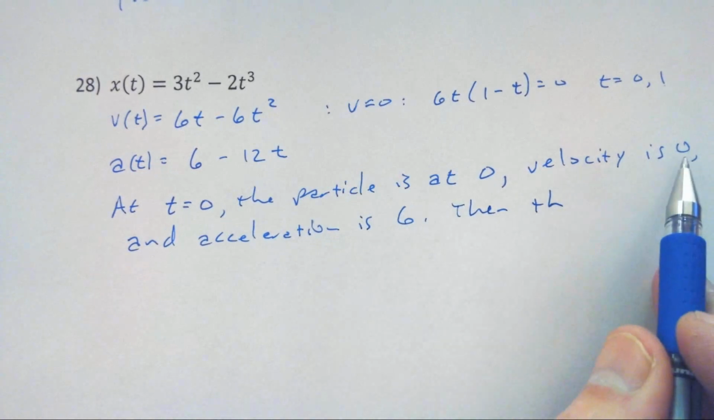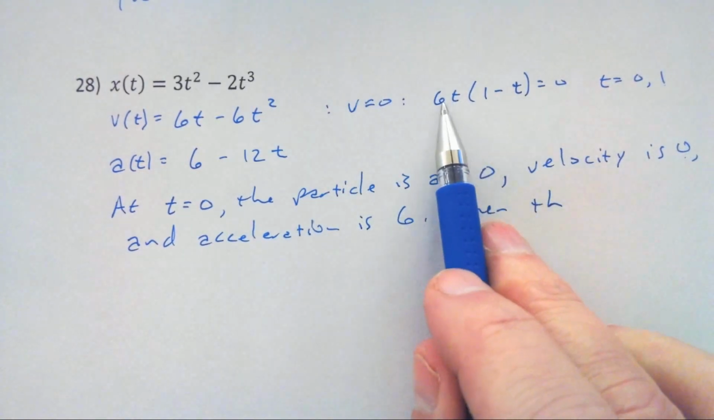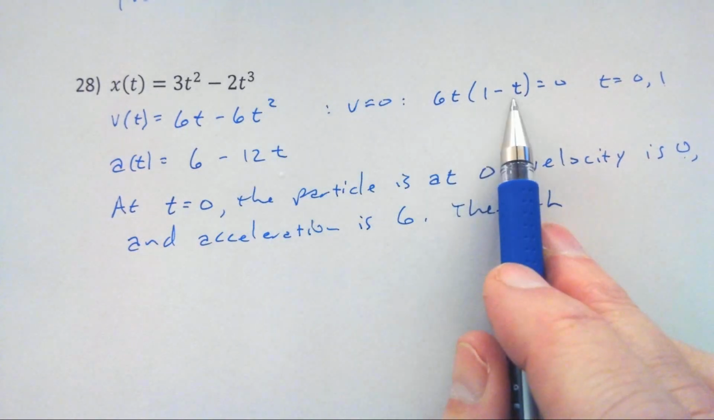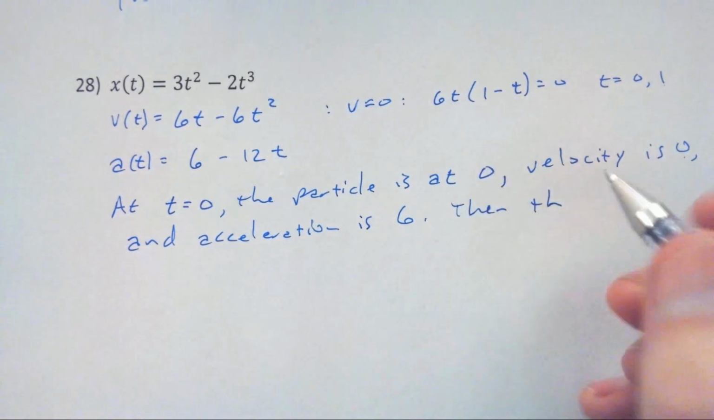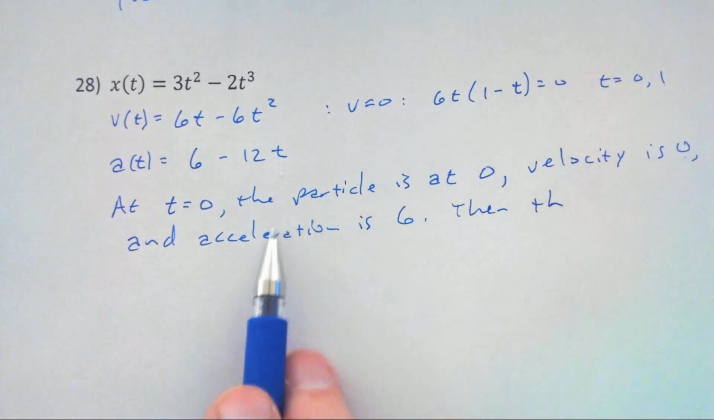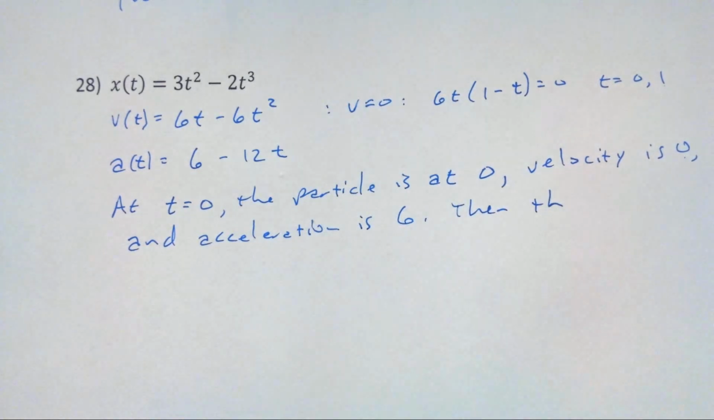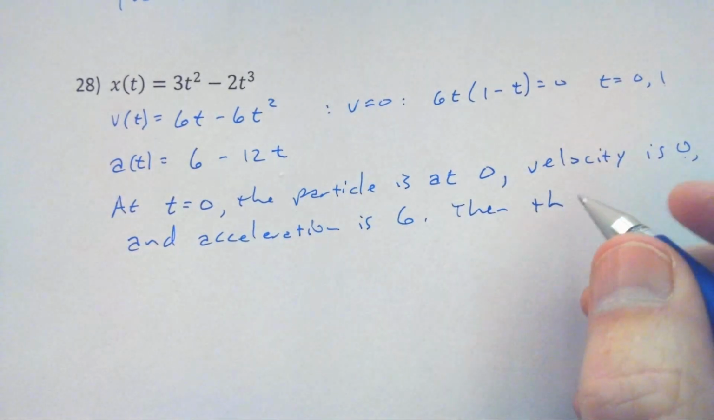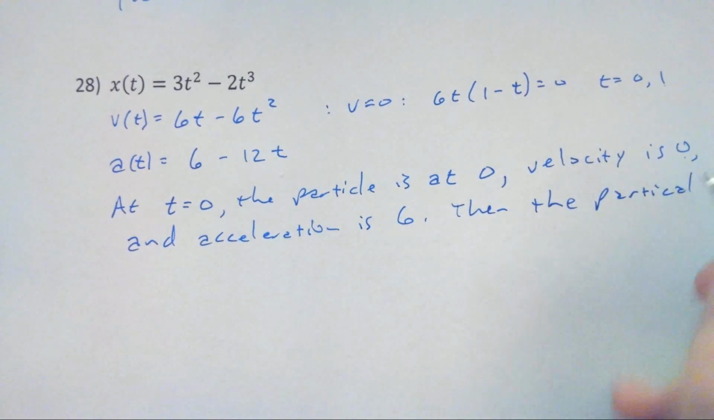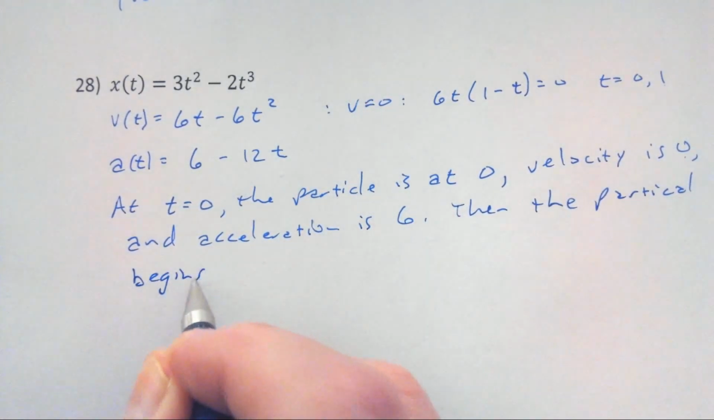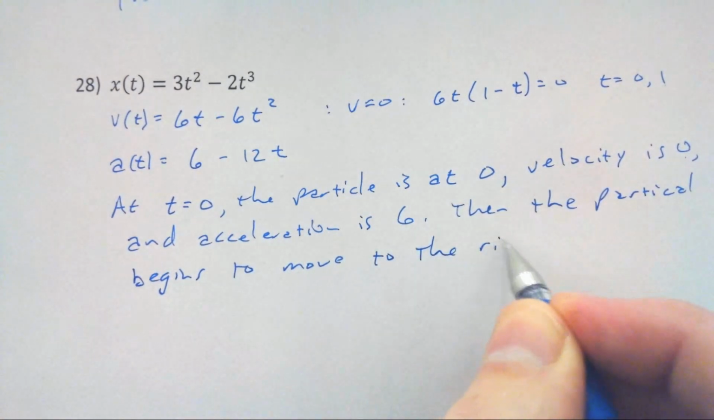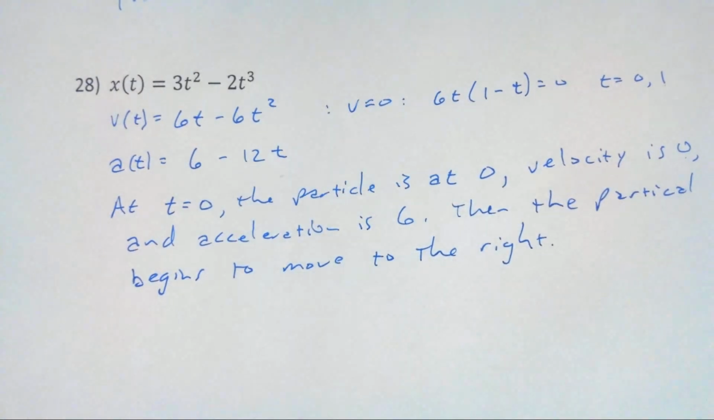Let me do that one again. If I put in 0.1, I get 6 times 0.1, 0.6. I get 1 minus 0.1, positive 0.9, so I got positive times positive. Our velocity is about to become positive. That makes sense because if we're going at 0 and we're accelerating, then we're going to end up with positive velocity. Then the particle begins to move to the right. I can get away with saying right again because we're on the x-axis.